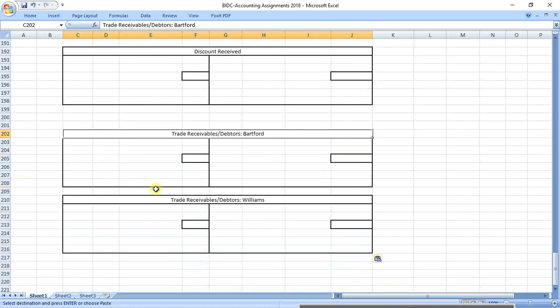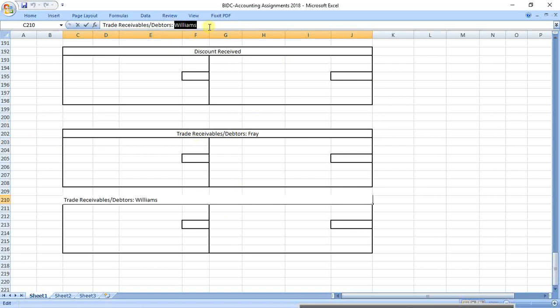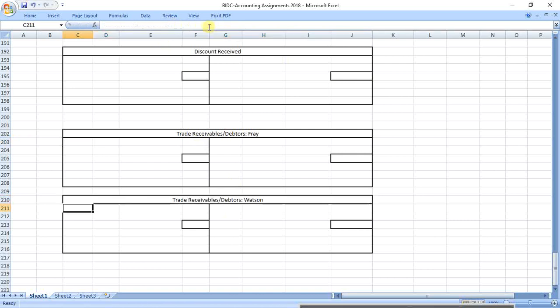Okay, so trade receivables, I'm going to start with them. Receivables, who do we have? Trade receivables, we've got Frey and we've got Watson. So one will be for Frey and one will be for Watson. Right, so draw 2 big T accounts, one for Frey, one for Watson.